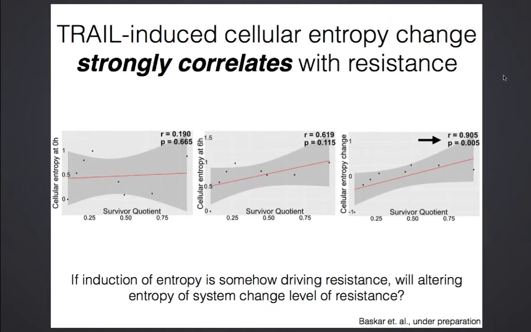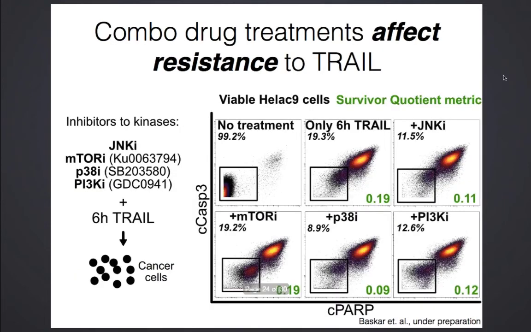If we look over here at cellular entropy at 0 hours on the left, it doesn't correlate with the survivor quotient, the resistance level of these cells across different cell lines. At 6 hours, there's a higher correlation, but it's not significant. But the cellular entropy change from 0 to 6 hours, in fact the induction or acquisition of cellular entropy, the increase in heterogeneity when these cells saw TRAIL, is what significantly correlated with the resistance profiles across our different cell lines. So it's really interesting. We're talking about induction of entropy here, and the idea that it's somehow explaining or even driving resistance. Given that, will altering the entropy of the system change the level of resistance that we are seeing? And in fact, we did find that it does affect it.